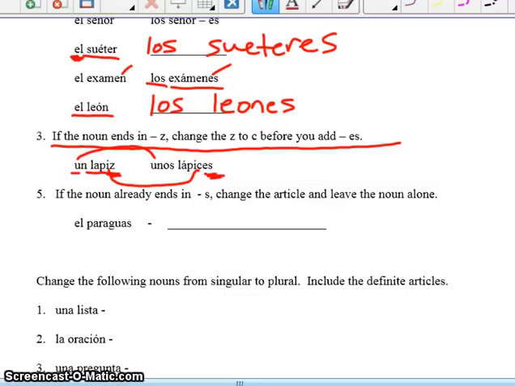Okay, here's another rule. Again, this is not very common. There's not that many words like that, but there are some in Spanish. So let's look at this. If the noun already ends in S, change the article and leave the noun alone. What am I talking about there? Look at this word. This says the umbrella, and it's singular even though it ends in S. So how do you make this plural?